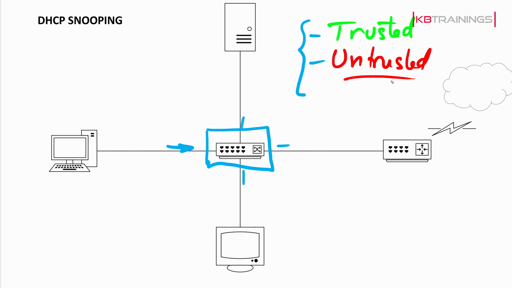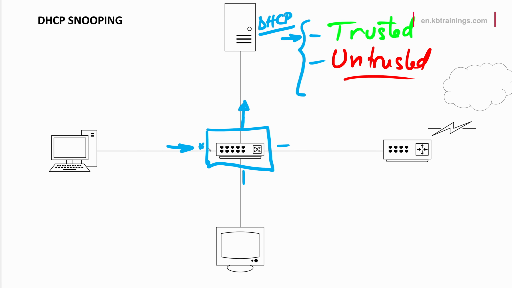So now we have two types of port, trusted and untrusted. And I think you can guess from this point. The trusted port will be the port that is connected to our real DHCP server or to the infrastructure where there is DHCP, where we are supposed to see traffic for DHCP. That is the trusted port. All the other ports are untrusted.